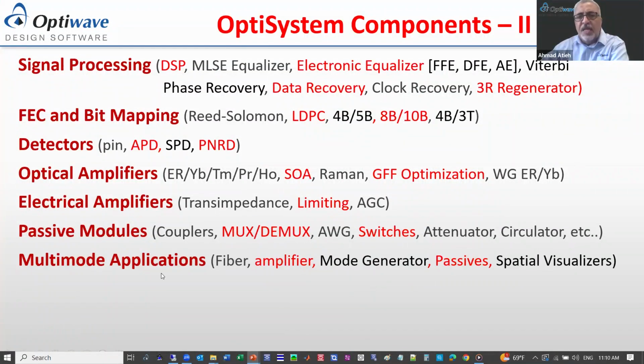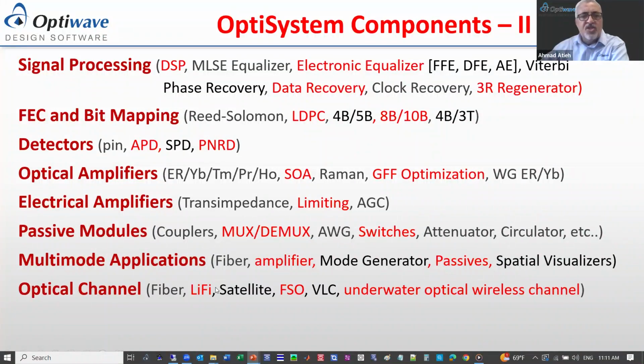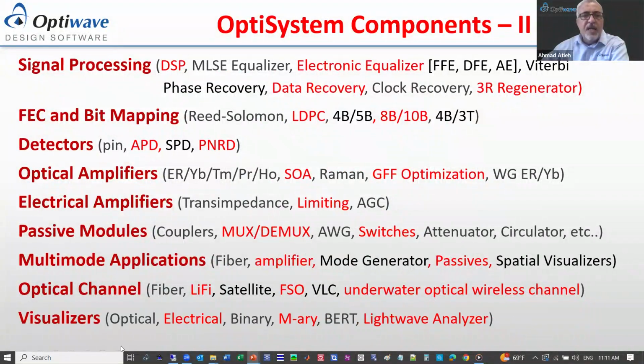There are multi-mode applications and fibers. There are different models for multi-mode fibers. There are mode generators. You can generate Gaussian modes, LG modes, donuts, and different mode structures. There are special visualizers to view that, and a demultiplexer as well to demultiplex the different modes. And for the channels, we support different fiber channels. As we said, single mode, multi-mode, multi-core. We have Li-Fi channels, satellite channels, free space optics, underwater optical communication, and visible light communication.